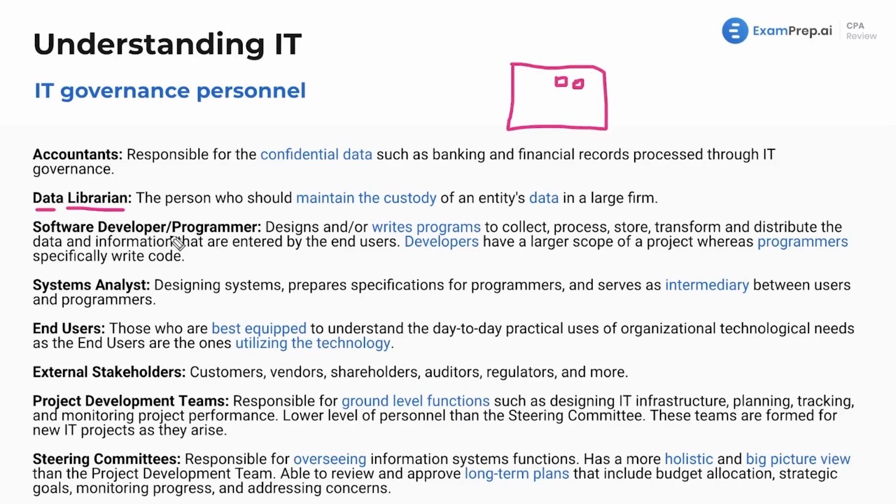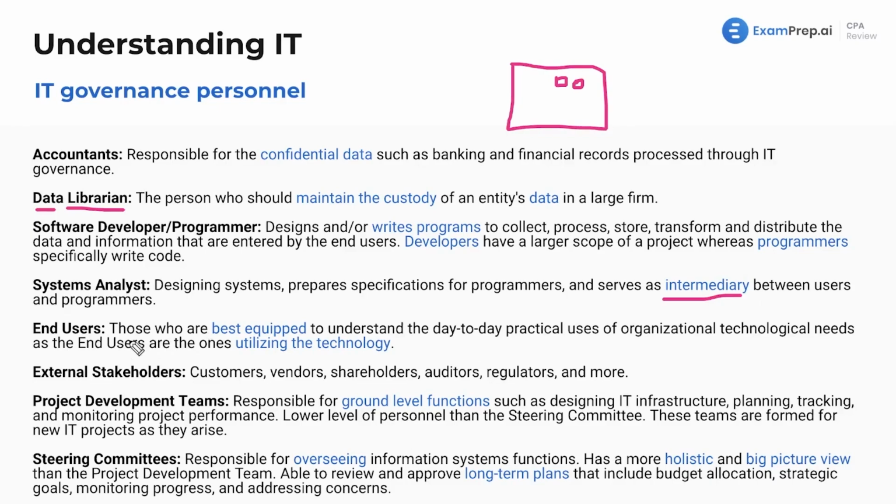That's how developers and programmers work together. What about a systems analyst? Well, these systems analysts design systems, prepare specific specifications for programmers, and these are the intermediaries between users and programmers. So that's their key kicker here, is that they are the intermediary between users and programmers.